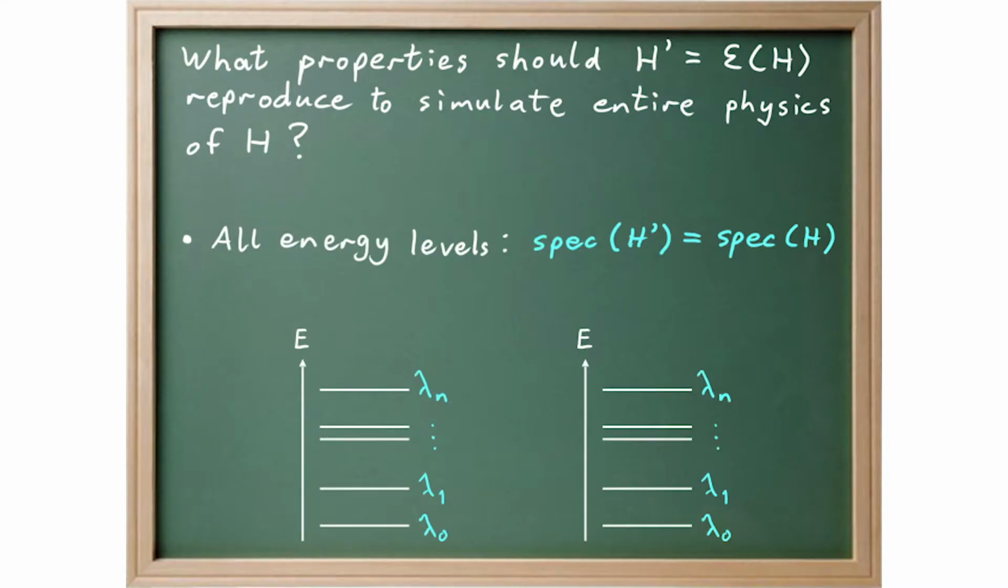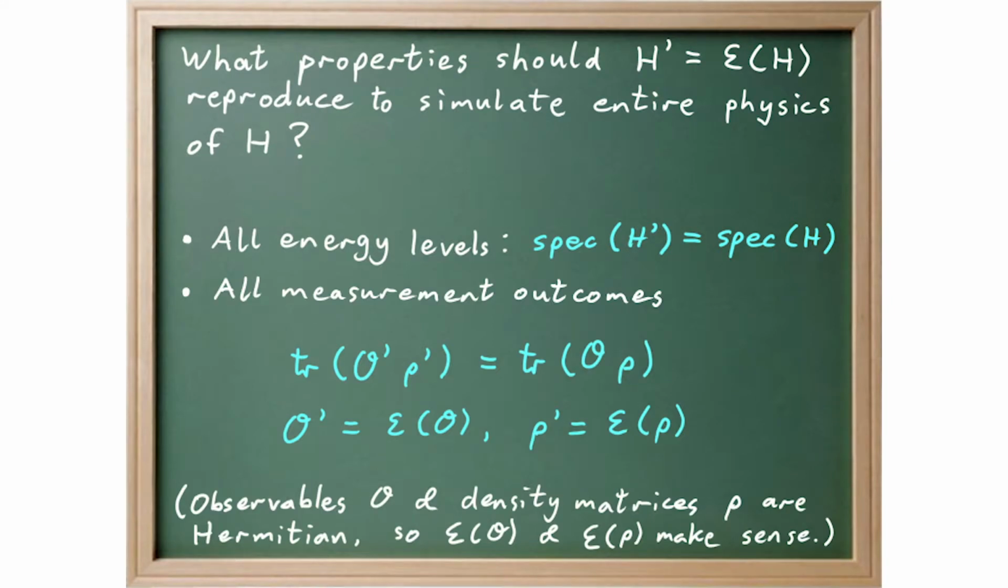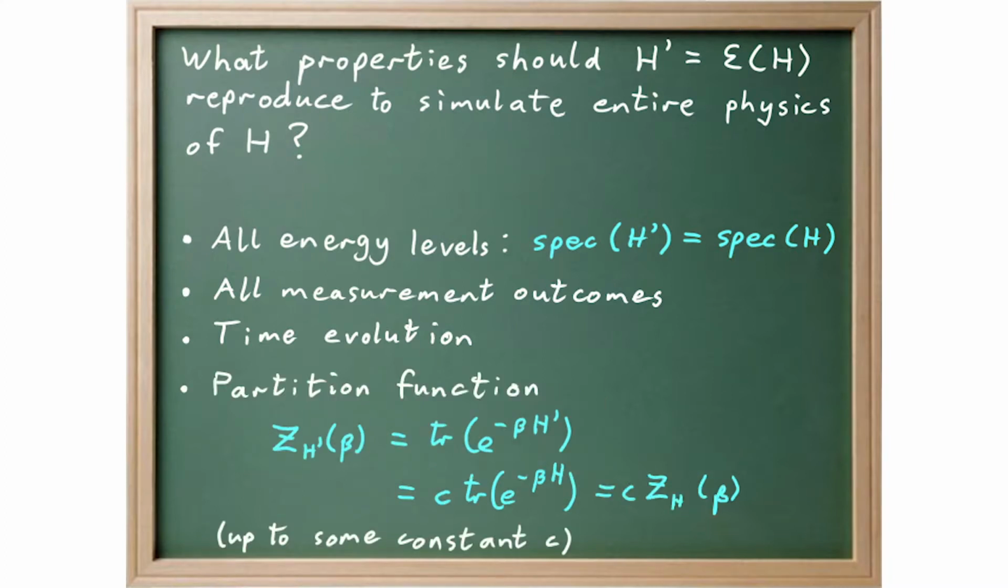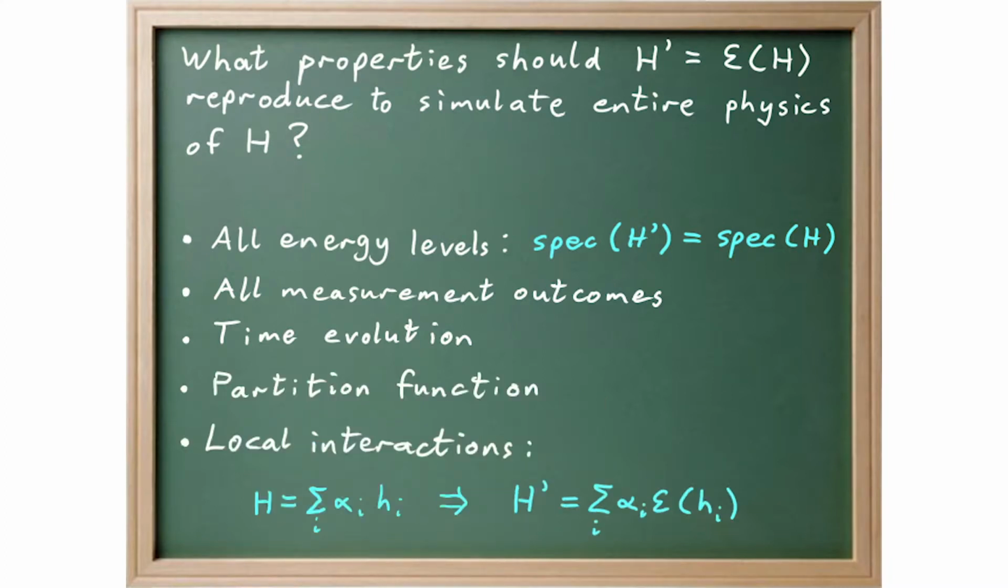So here's one thing I'd like to preserve. I'd like to preserve all of the energy levels of the thing I'm simulating as something I could measure. So I'd like to be able to reproduce the spectrum, the energy levels of my original Hamiltonian. So I want the energy levels to be the same. I'd like all measurement outcomes on my simulator to be the same as the ones on the thing I'm simulating, so that I have a good simulation. I want the time evolution to mimic that of the original system. I'd like the partition function to be the same.